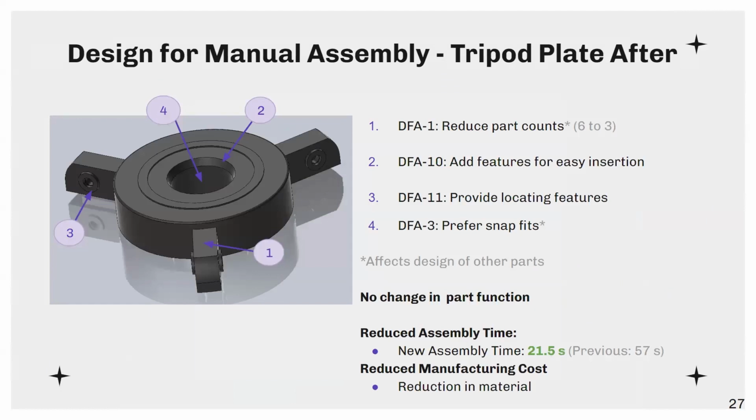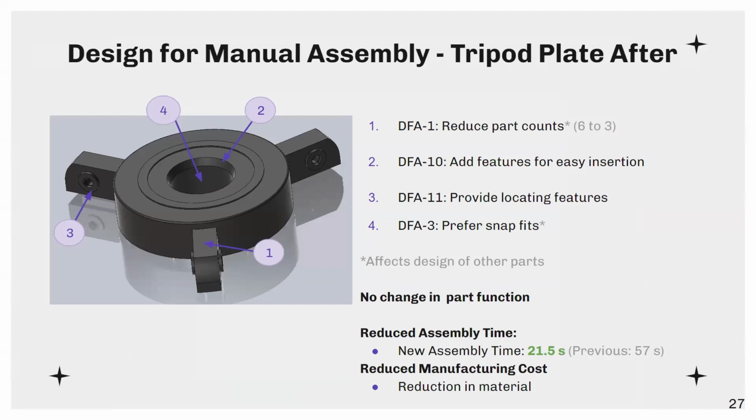There are 4 DFAs applied. First is DFA 1, which is reduced part counts. The top and the bottom of the clamp sticks would reduce from 6 parts to 3 parts with these changes. The second is DFA 10, which is add features for easy insertion. There's a chamfer added in the center hole in order for mount A to be more easily inserted.